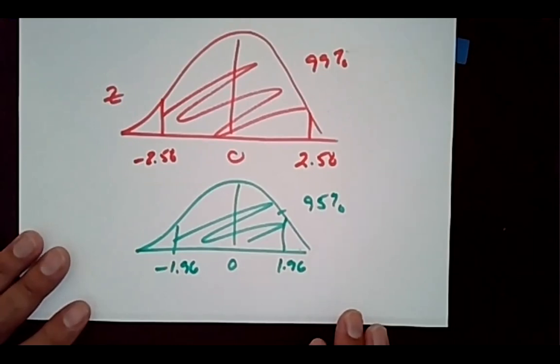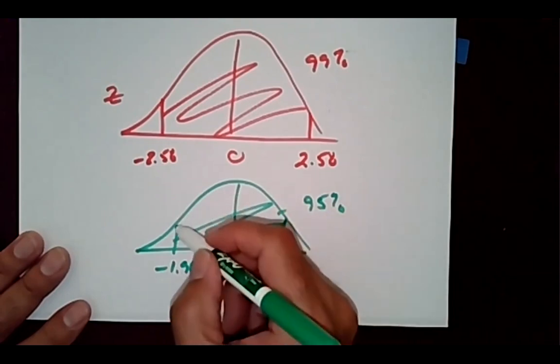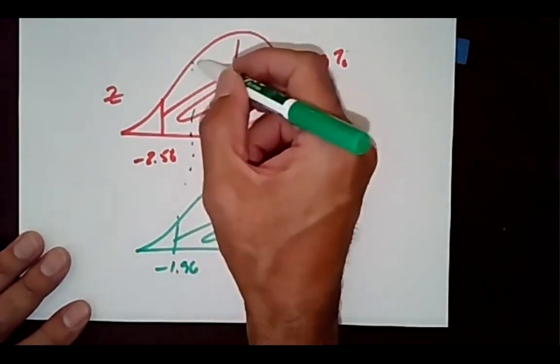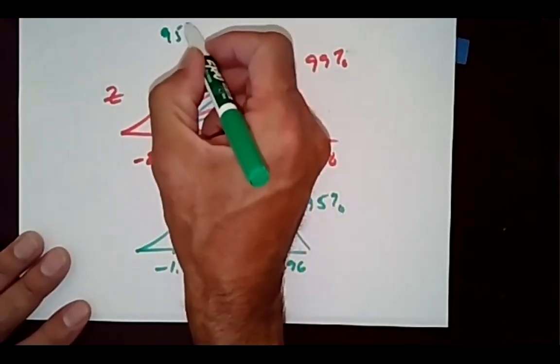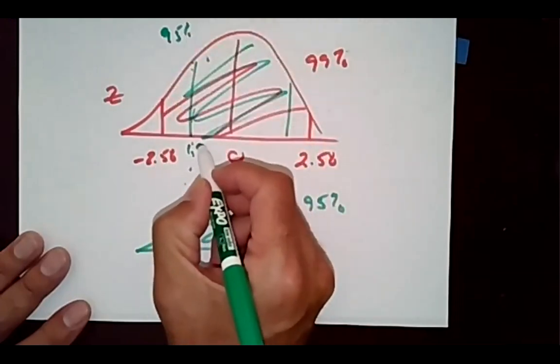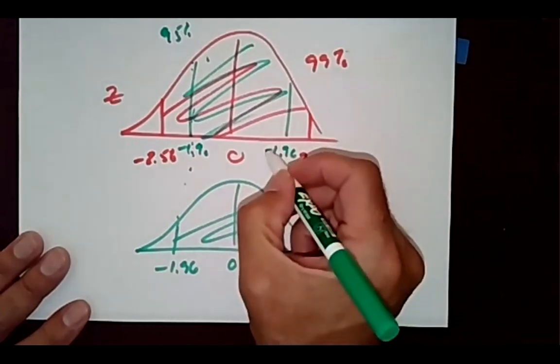Right? If I wanted to, I could telescope these values up to this one right here. So I can draw them on the same line. All of this in green is still 95%. And clearly, this is negative 1.96 here and, excuse me, positive 1.96 here.